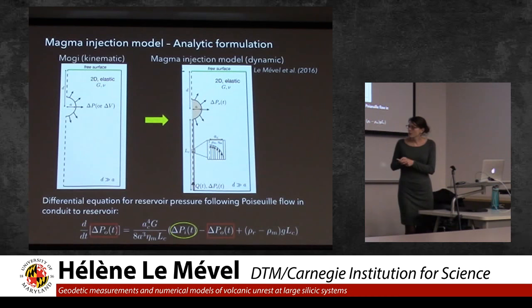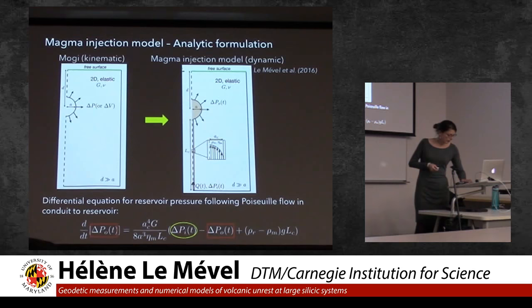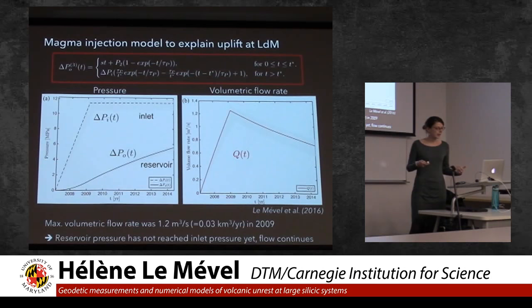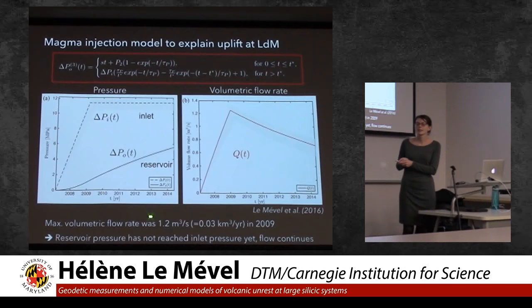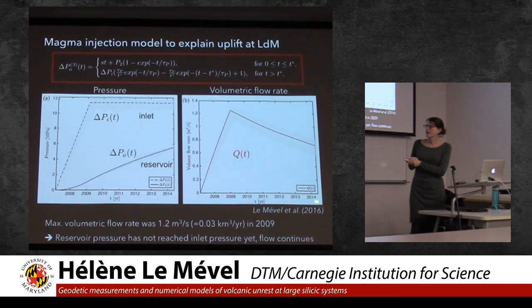So I'm not going to enter into details, but we can easily derive a differential equation for the reservoir pressure, delta P0, with time, depending on the inlet pressure at the conduit, following quasi-steady flow in a pipe. And then we can solve this differential equation with different pressure histories. So I'm just showing you the one that fit the data best for Laguna del Maule, which is a ramping pressure. So this is the inlet pressure imposed at the base of the conduit. If we have this linear increase and then a plateau, so a ramping inlet pressure, we get this resulting outlet pressure, so reservoir pressure. The Q is the volumetric flow rate with time. This is proportional to the difference between these two pressures.